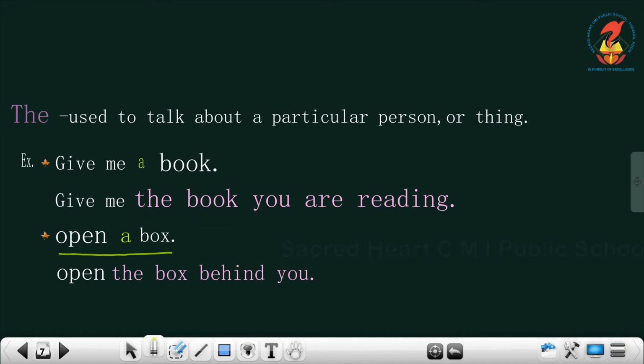Next one, open a box. Open a box means any one box. But when we are saying it particularly, open the box behind you. So, the box which is behind you.